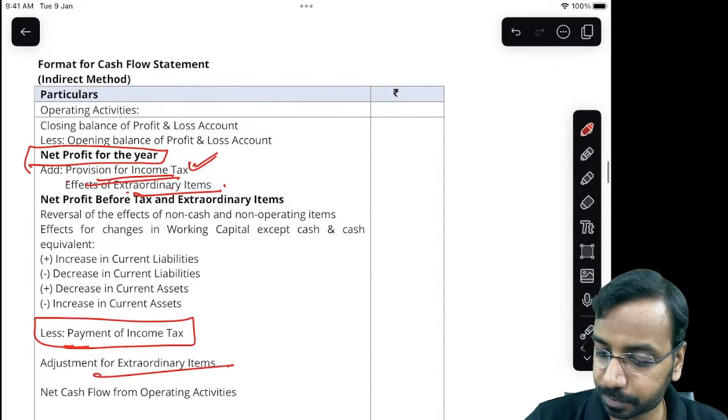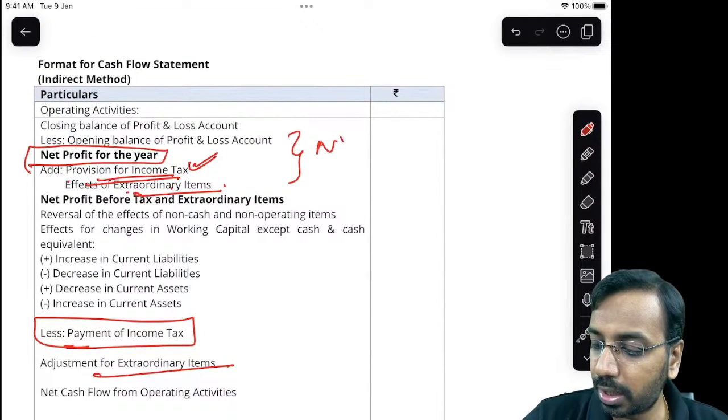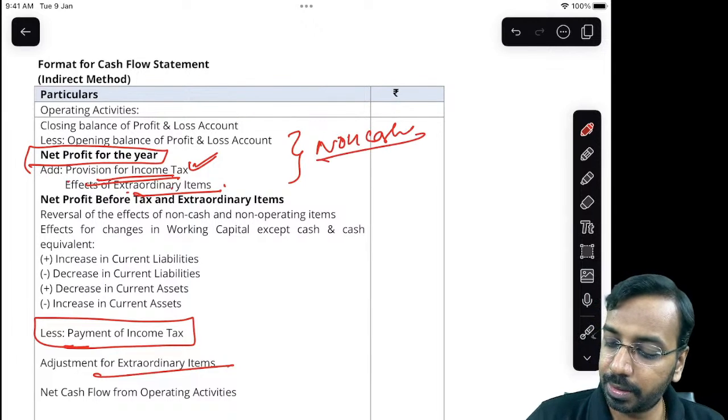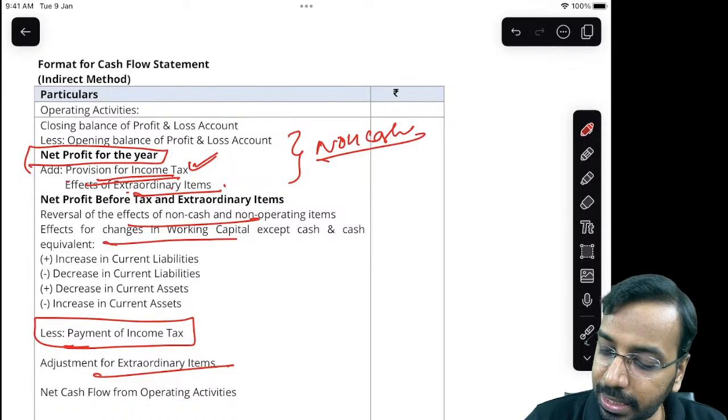Then if there are any non-cash items, that also you will adjust. And so non-cash you will adjust. And working capital changes.